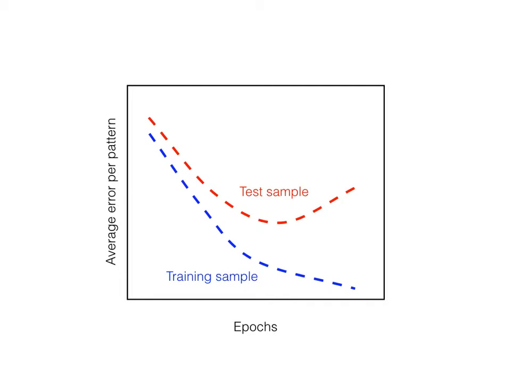As we train it for more and more epochs, the error on the training set decreases, and the error on the test set starts to decrease. But eventually, once you've trained it for long enough, the error starts to increase because now again the network is starting to fit to the noise in the data or the idiosyncrasies in the data.